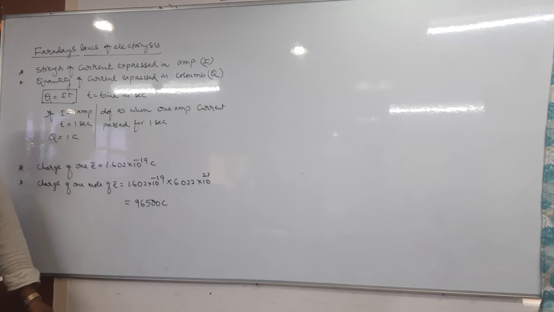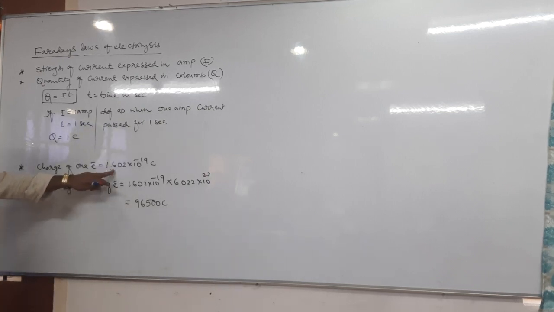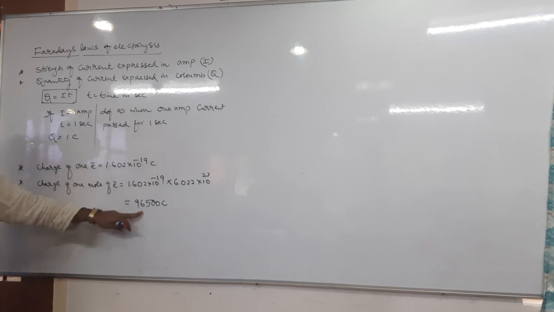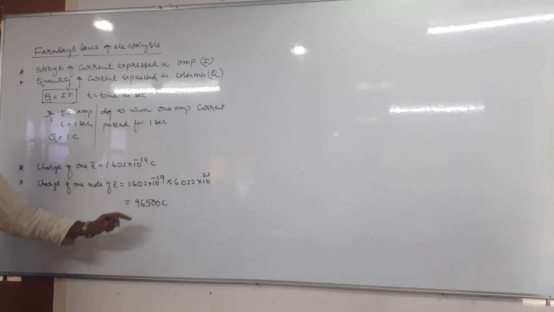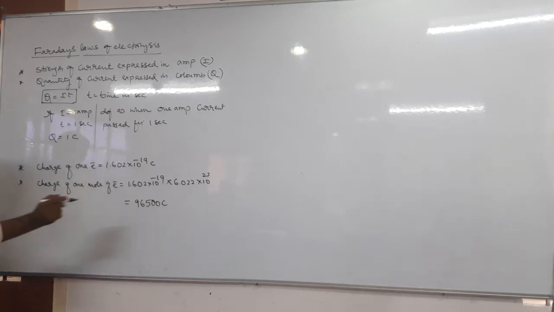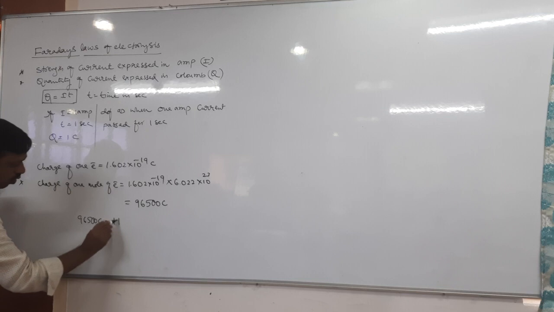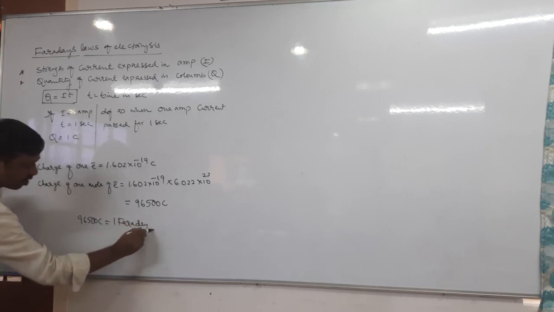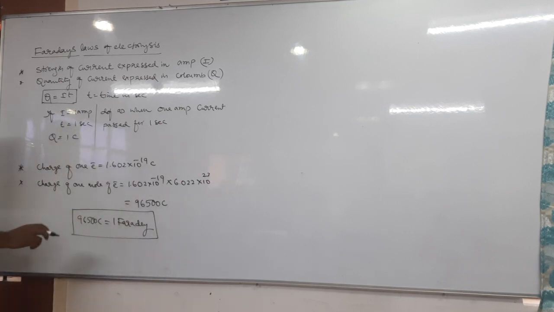Therefore, 96,500 coulomb is the charge of 1 mole of electron, which is also called 1 Faraday. Here onwards we use Faraday. So 1 Faraday equals the charge of 1 mole of electron, which is 96,500 coulomb. This whole subtopic of Faraday's laws of electrolysis depends on this Faraday only.